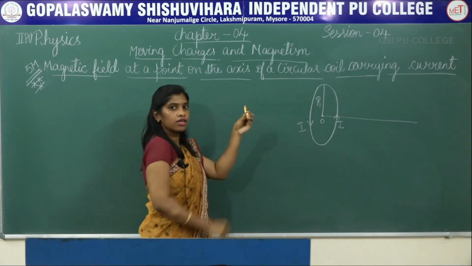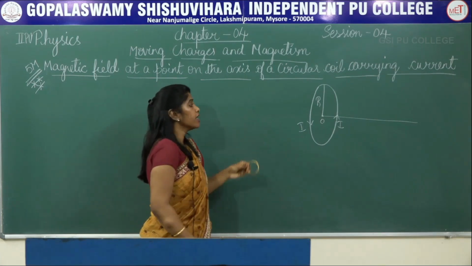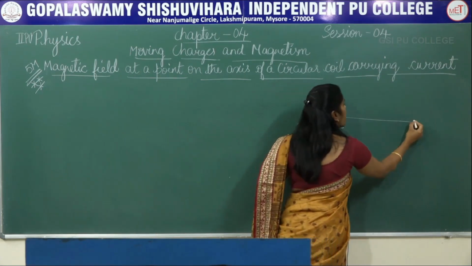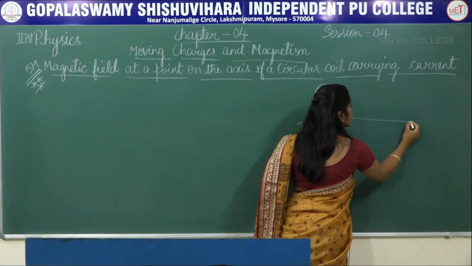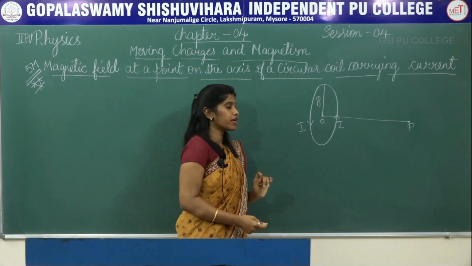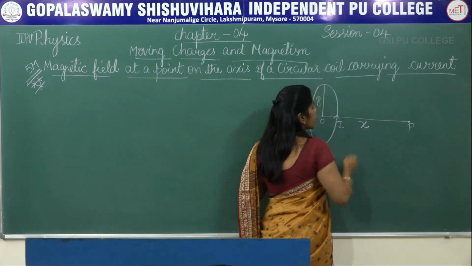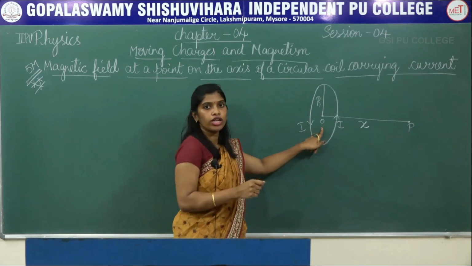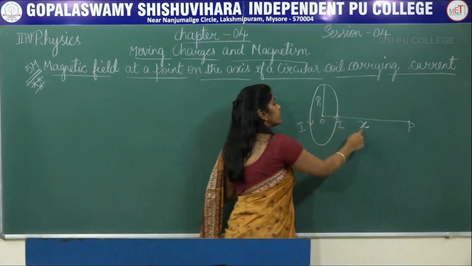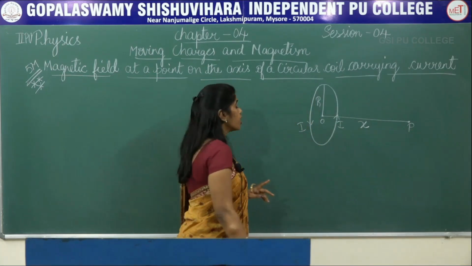So this is the coil, and this is how the axis goes. On this axis, I will mark a point P. On the axis of this coil I have taken a point P, and this point is at a distance x from the center of the coil.